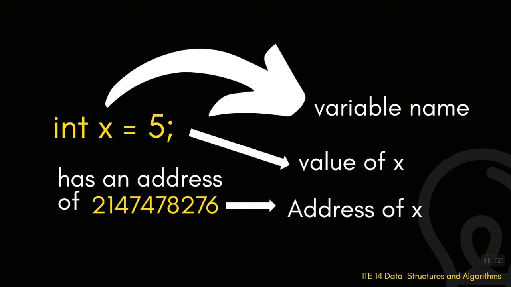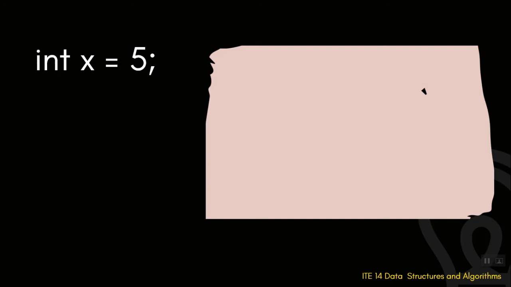Now, let us declare a pointer. To declare a pointer, we must follow this format: data type, asterisk, and the variable name. And don't forget that semicolon. Okay, so let's say I want to declare a pointer variable called xPtr. The data type is integer.